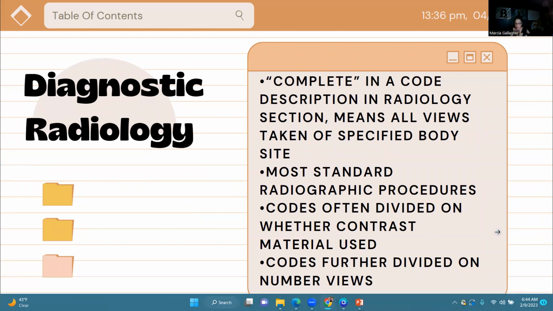Complete is a very important word to remember when you're coding radiology. Complete in a code description in radiology section means all views taken of specified body site. So complete means the whole body section. It's the most standard radiographic procedure. Codes often are divided on whether there was contrast material used. Codes further divided on number of views. There's more information, just hang on to go along with this.